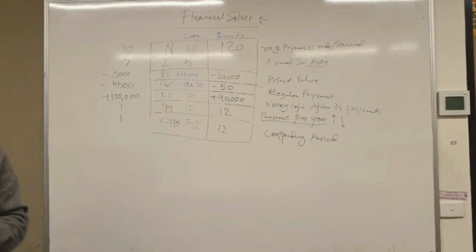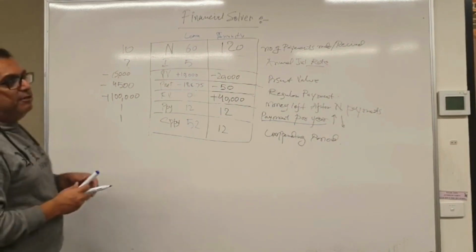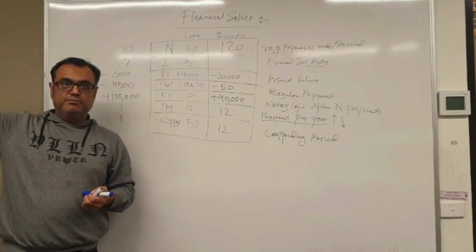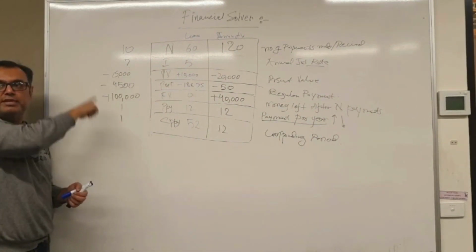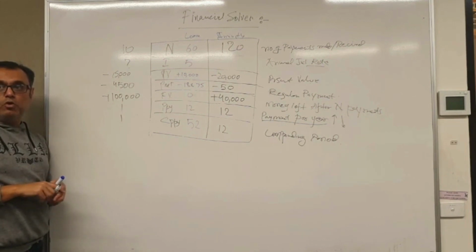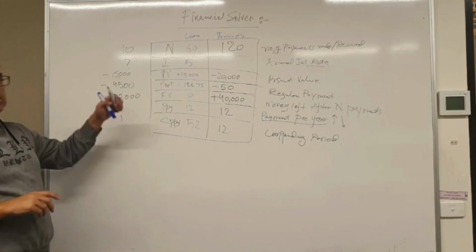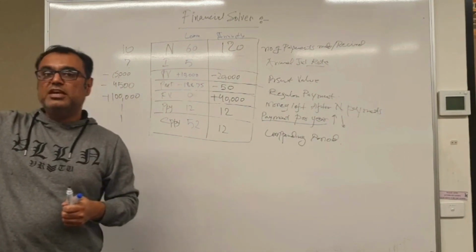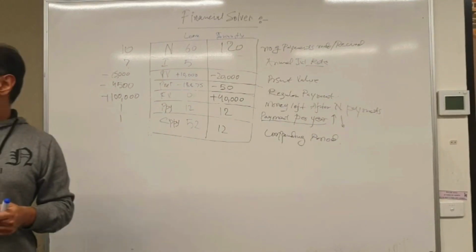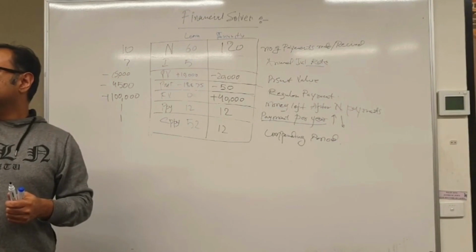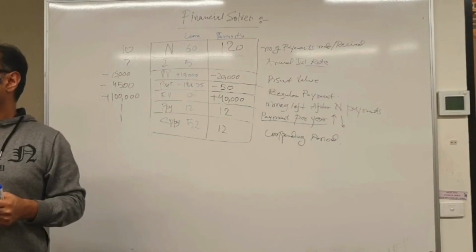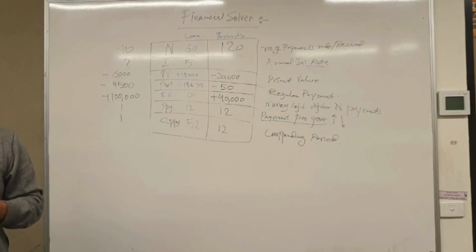Now, if you read the question, how many of these values were correct for you? All of them? Good. Now let's understand where this N is coming from. If you read the question, how many times is this guy making a payment in 1 year?